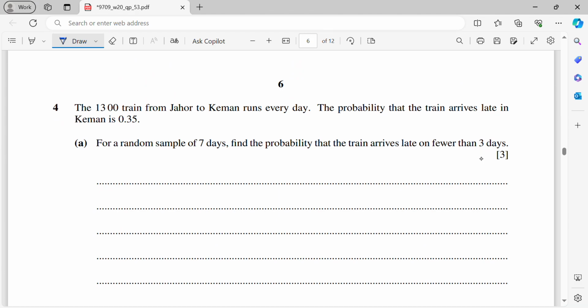Okay, now question number 4. The 1300 train from Johor to Kerman runs every day. The probability that the train arrives late in Kerman is 0.35. For a random sample of 7 days, find the probability that the train arrives late on fewer than 3 days. So this is binomially distributed. n is 7 days. Arriving late is 0.35, that means p is 0.35. The q is 1 minus 0.35, which is 0.65.